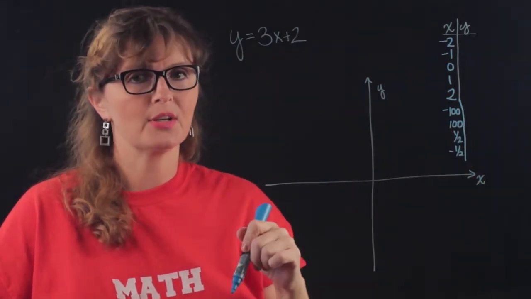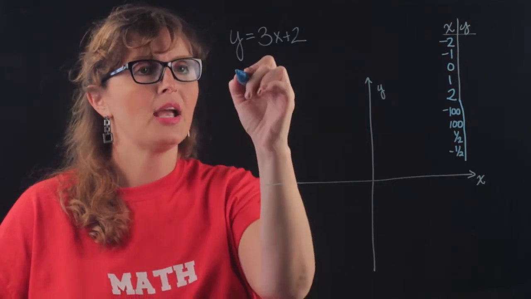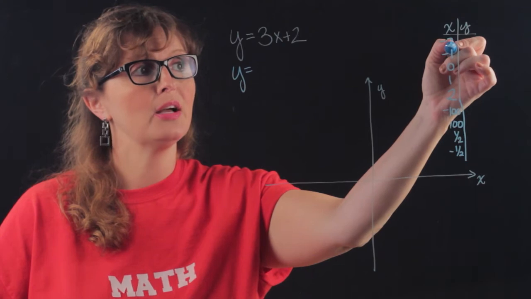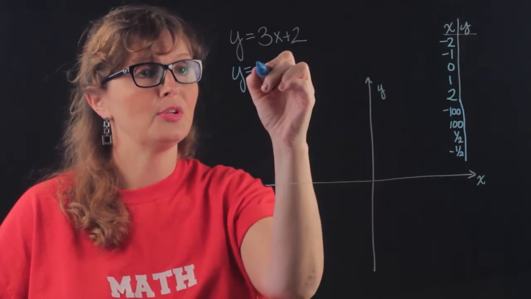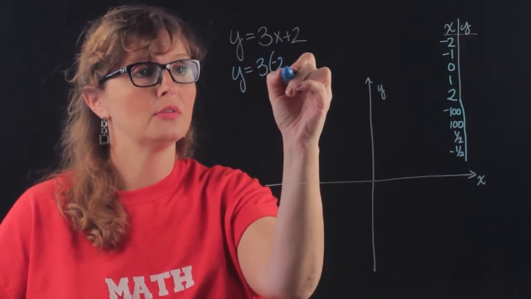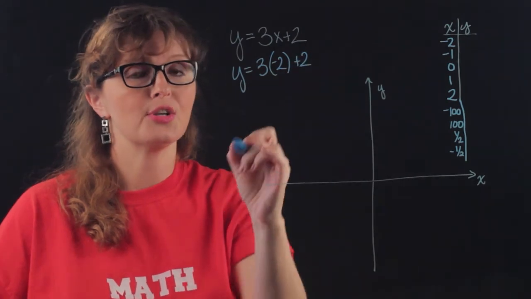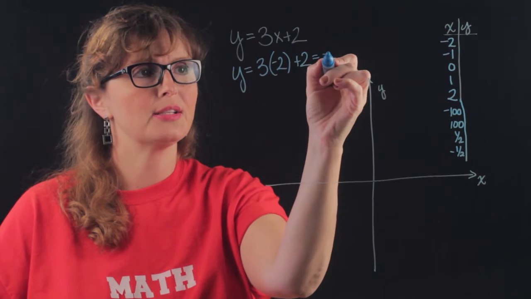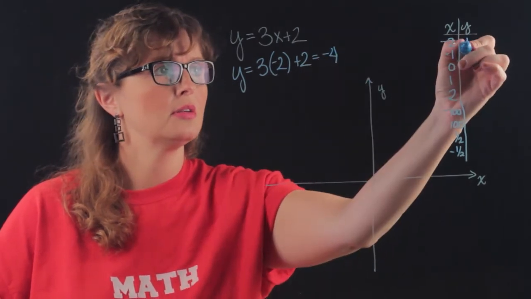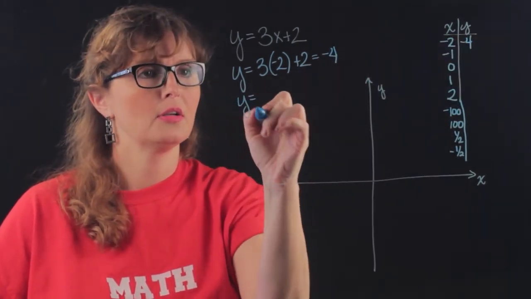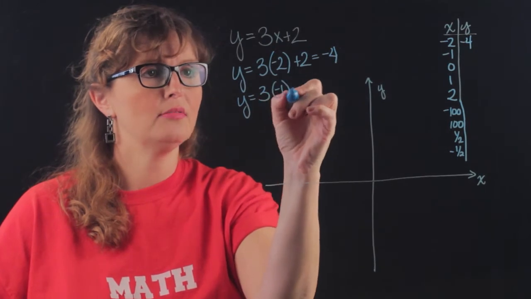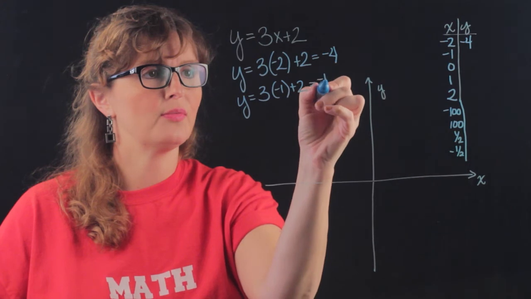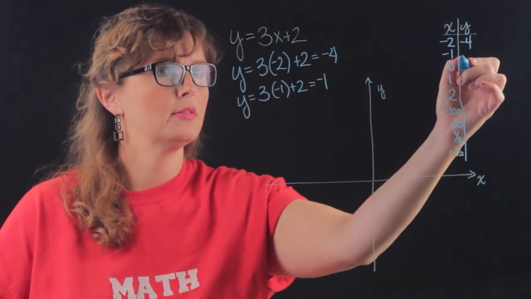So we have a nice little equation here, one of my favorites, and we're going to calculate the y based on the x. So we plug in the independent variable -2 to our equation. 3 times -2 is -6, plus 2 is -4. Then we plug in -1. So that's -3 plus 2 is -1.